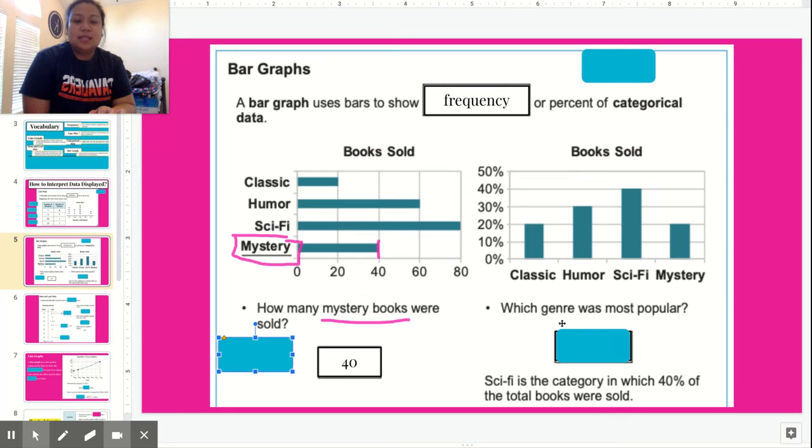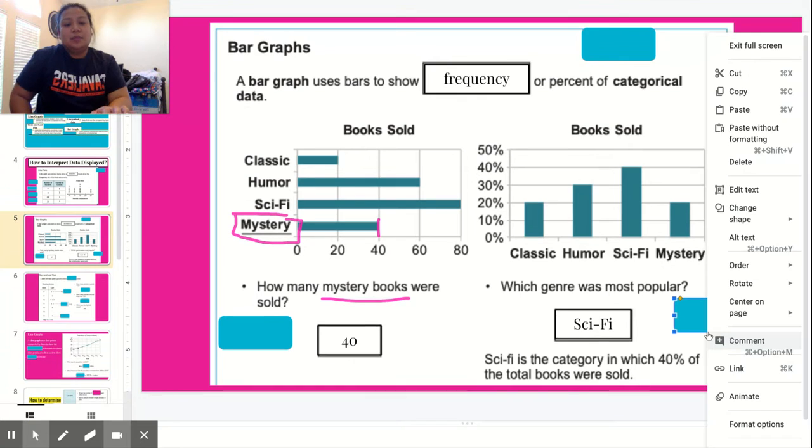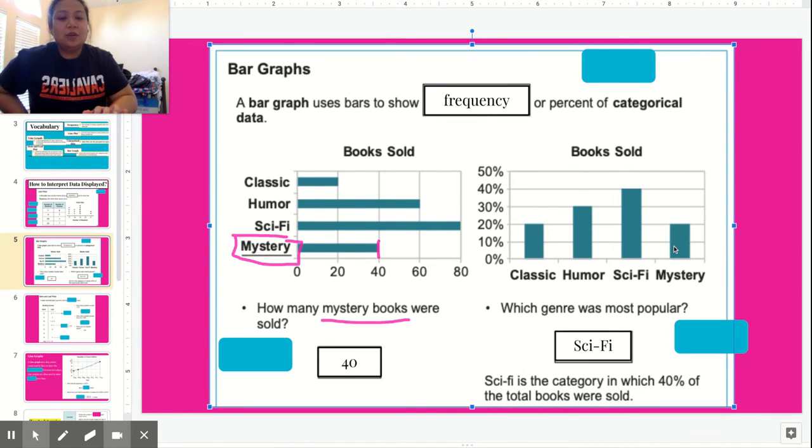And then the next one says, which genre was most popular? This one, they're counting by the percentages. Remember, percentages are out of 100. We could figure this out by which is the tallest bar. This is the peak. And same thing here. This one is sci-fi, the category in which 40% of the total books were sold.